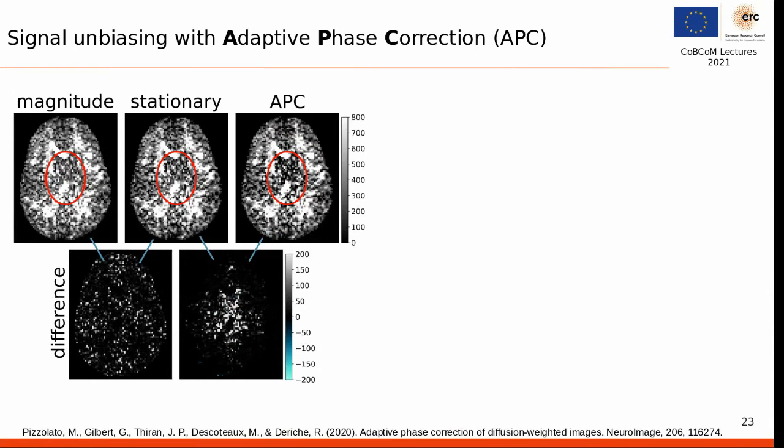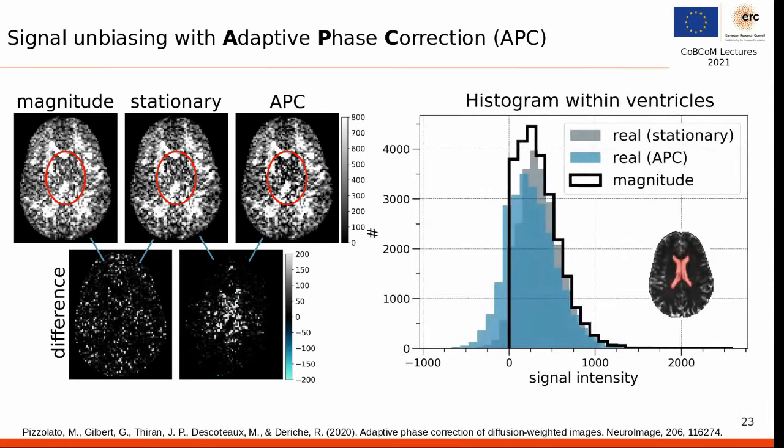And in order to better appreciate the differences between all three types of images, we can compute the histograms in the ventricle area where the signal is low. In such a way, we can observe that the magnitude image, as predicted, only contains positive signal intensities, whereas the adaptive phase correction histogram in blue provides a Gaussian shape and also negative intensities. The stationary version of phase correction provides us with a histogram that is in between the two.